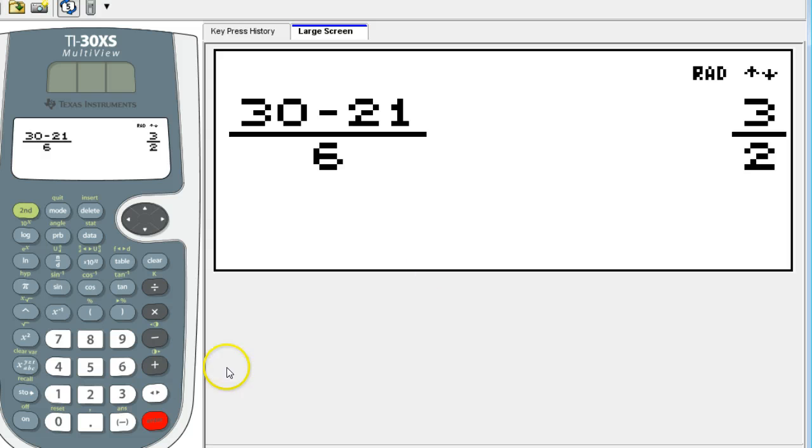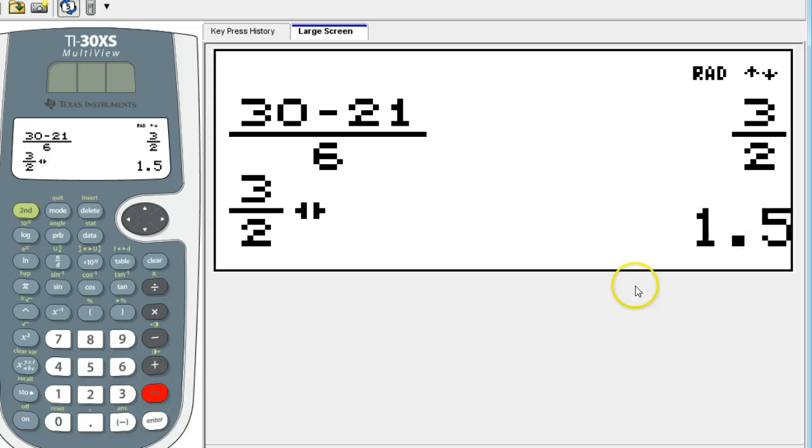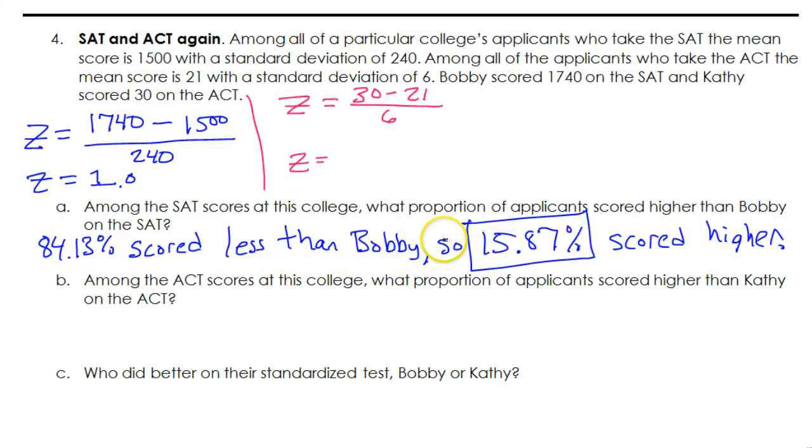Okay, so that z-score is 1.5. So you can see she did a little bit better than Bobby, because she scored 1.5 standard deviations above the mean instead of just 1 standard deviation above the mean. Anyway, what proportion of applicants scored higher than Kathy?